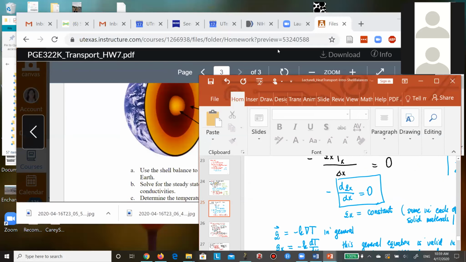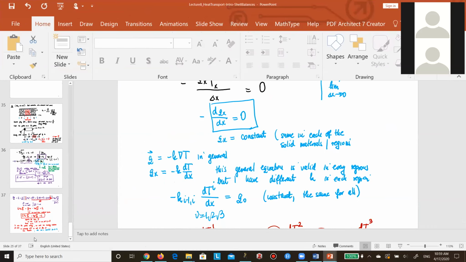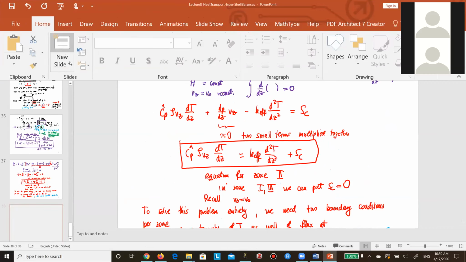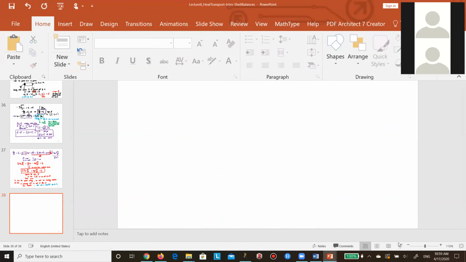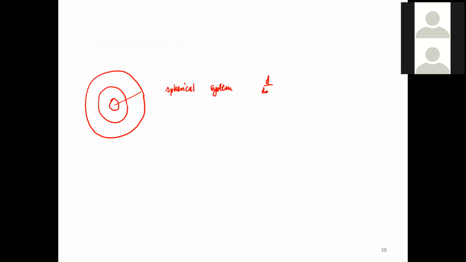Excuse me. So you need to put together, let me start writing, two things. You have something like this, right? A spherical system. And your d/dr of r squared q_r is equal to 0 everywhere.